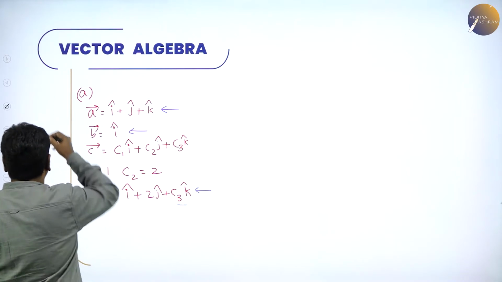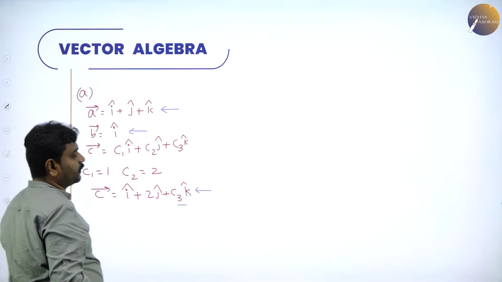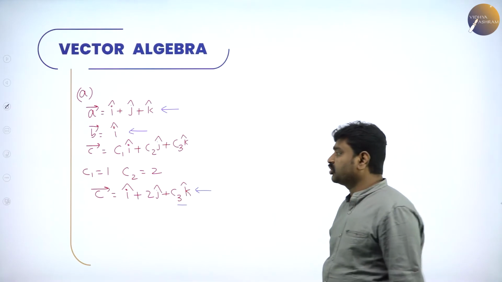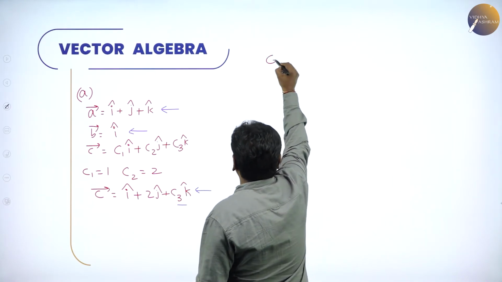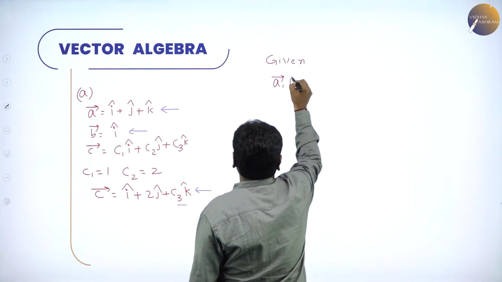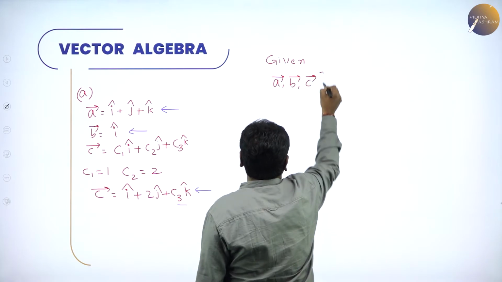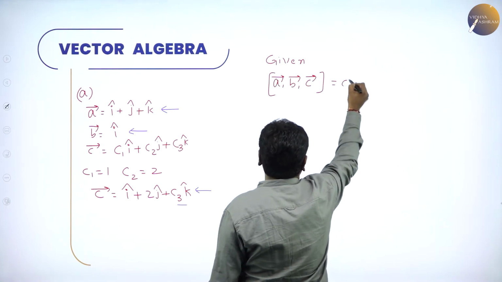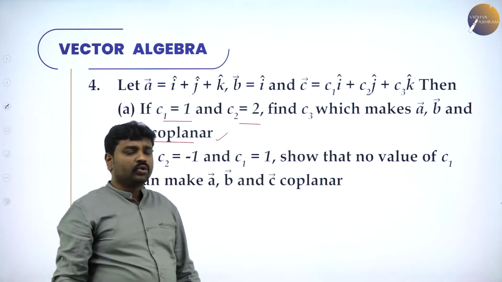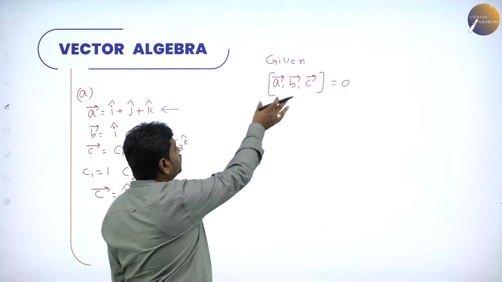Now they wanted to find C3, and they gave coplanar. What is meant by coplanar? If three vectors are coplanar, then their box product is zero. So box A, B, C is 0 because they told us coplanar. Three vectors are said to be coplanar if their box product is 0. Indirectly, they gave us this.